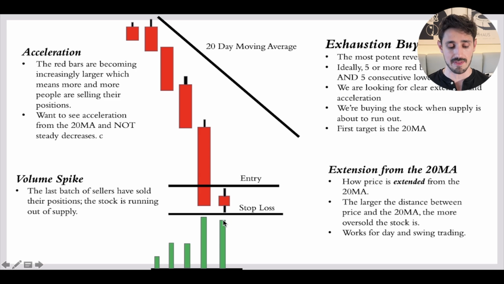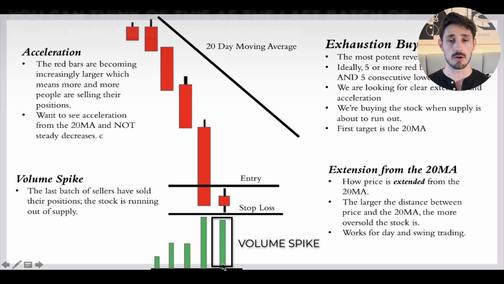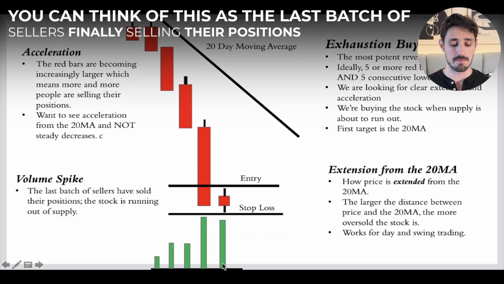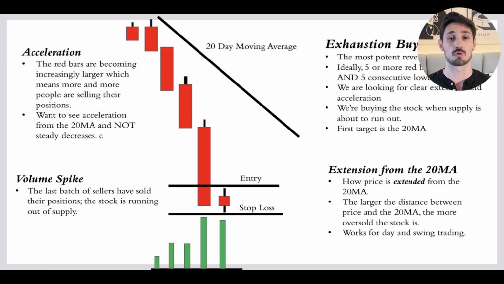And if we do get that volume spike at the bottom, you can think of this as the last batch of sellers finally selling their positions. The stock is running out of supply. You can literally think of that volume spike as the last sellers finally selling their positions, and that is precisely where we professional traders want to go long.